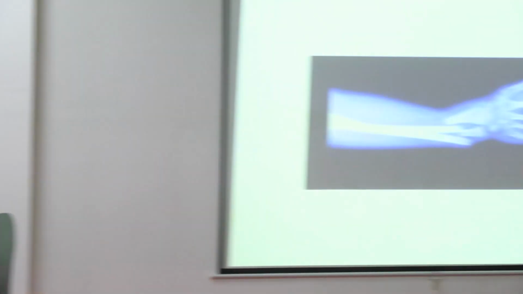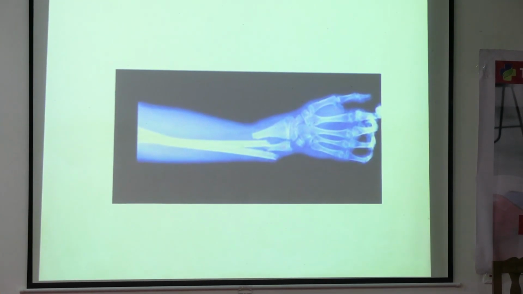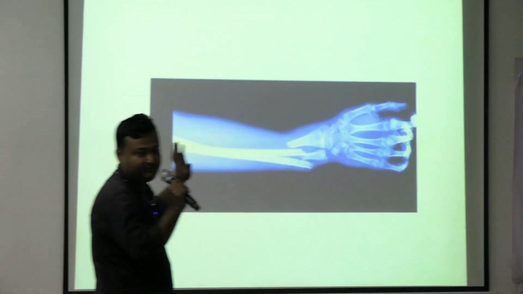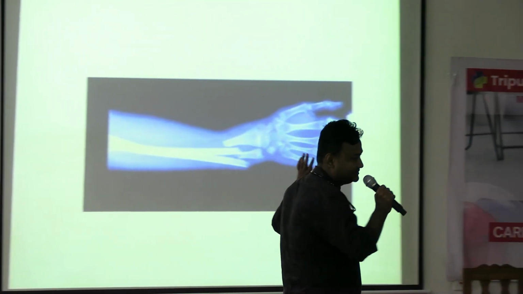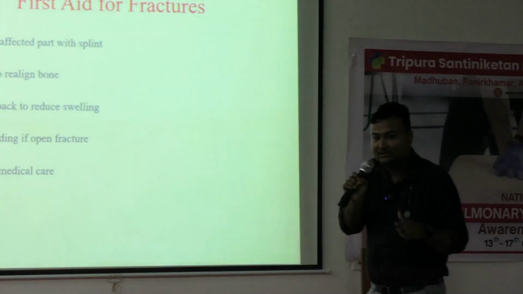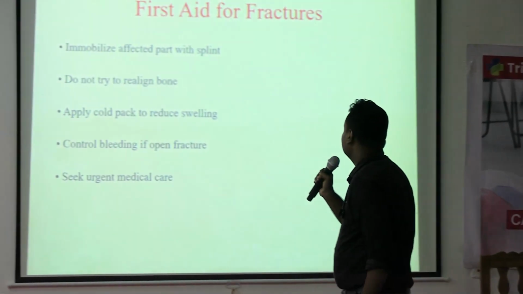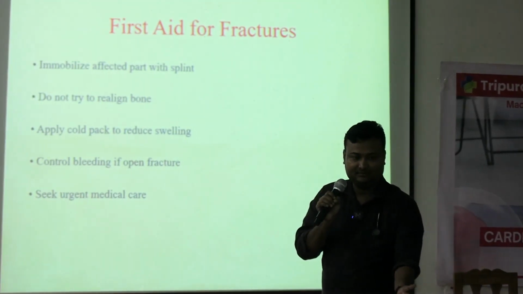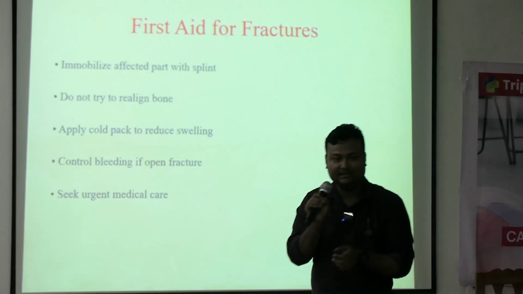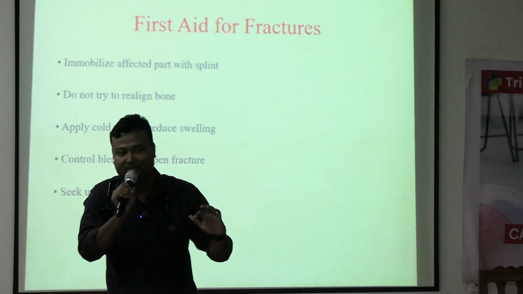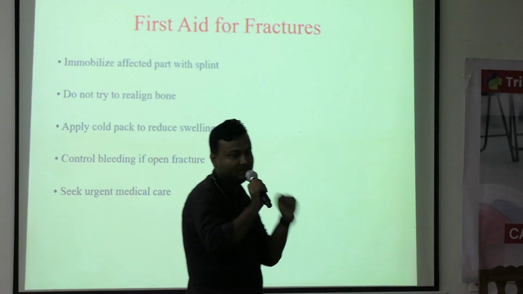Next, what is this? It is the X-ray of a forearm showing a fracture. Okay. So next we'll learn about first aid in a fracture. The first step in a fracture is you have to immobilize. Suppose it is a fracture in the forearm, you should not mobilize. You should not move it.